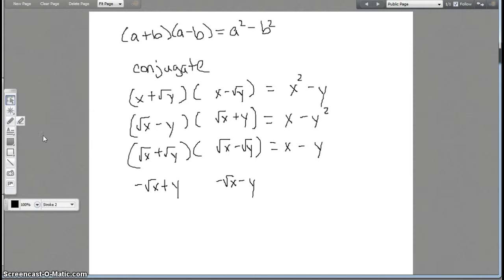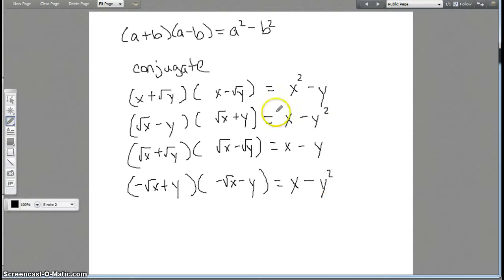And then the last one that we have on here is negative square root of x plus y times negative square root of x minus y, conjugates again. If we square our first term, negative square root x, when we square that, we get just a plain x, because negative square root x times negative square root x is a positive x. And then we're going to subtract y times y, which is y squared.